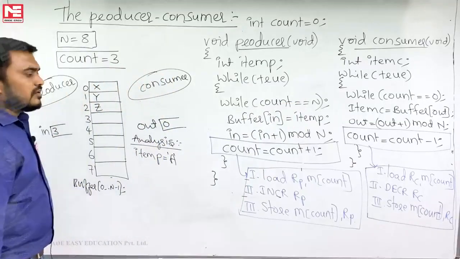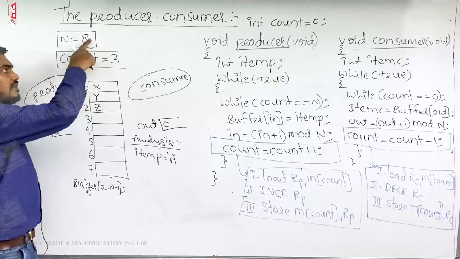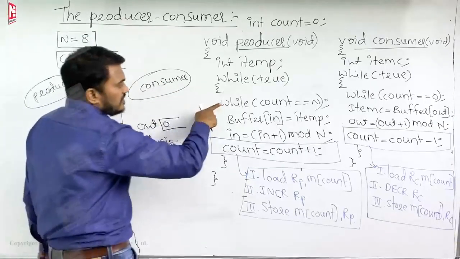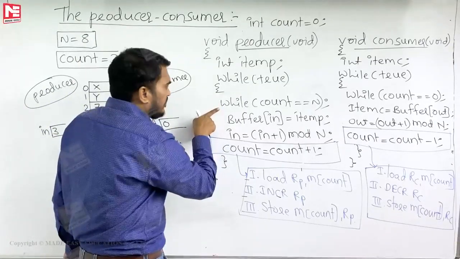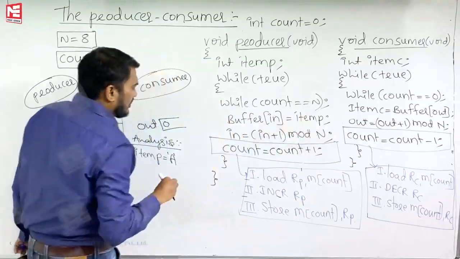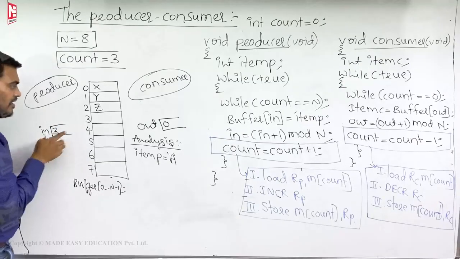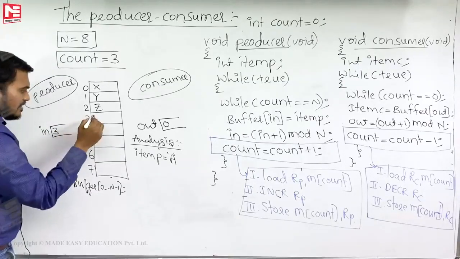Now tell me, count equal to n, true or false? According to the present scenario, count value is 3, what is the n value? 8. So that is false. If it is false, meaning the buffer is not full, so you can continue. So you are taking this item, okay, and placing it in the buffer of in. So item p is placed in the buffer of in. In is pointing to what? 3. So I am producing the item in the buffer.